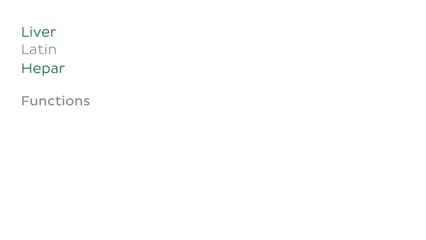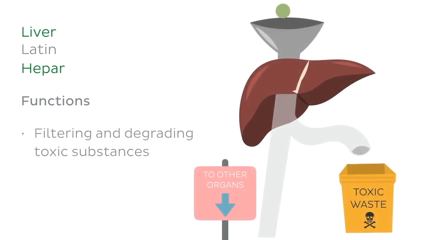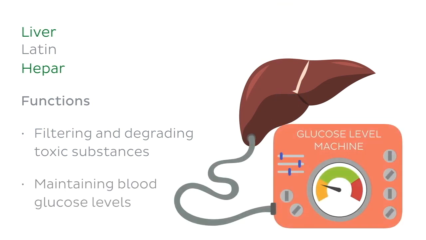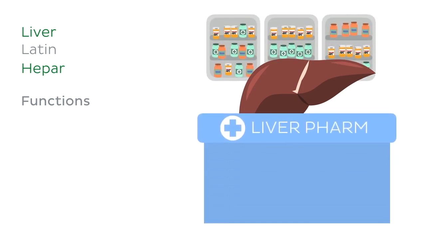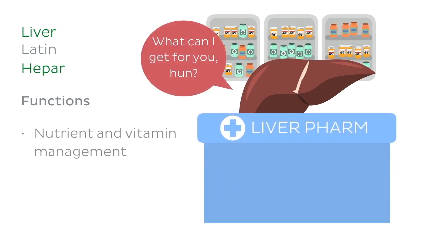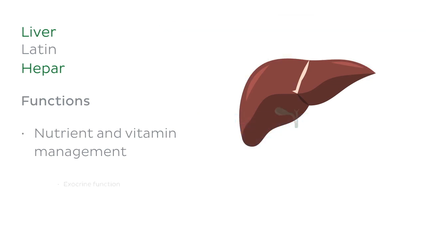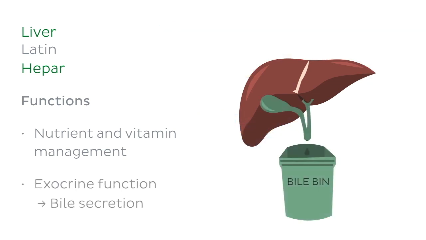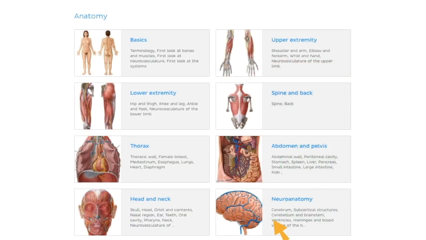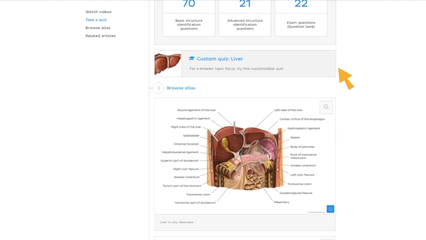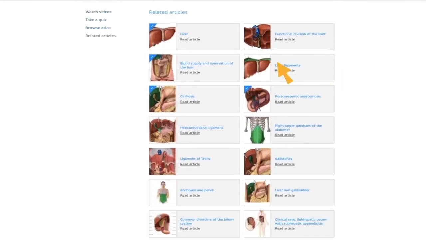It is said to have around 500 different functions, but the main ones include filtering and degrading toxic substances coming from the digestive system, maintaining blood glucose levels, the uptake, storage and distribution of nutrients and vitamins, and of course its exocrine function of bile secretion. Note that this is a very brief summary of such a complex organ, but worry not, if you want to know more, we have detailed videos and articles available on our website.